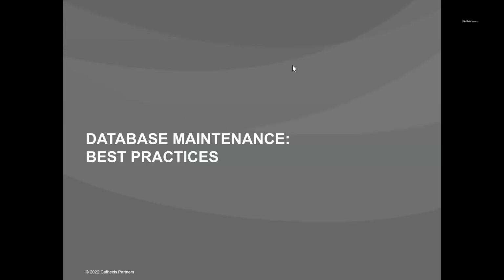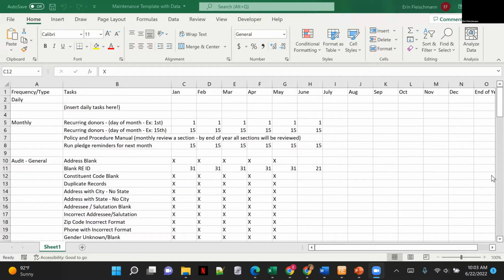There we go. So this is a basic maintenance template. It can be used many ways, but I suggest you use it to help you define what your maintenance needs are. It starts with your frequency types. So what do you need to handle daily? What tasks need to be done monthly?